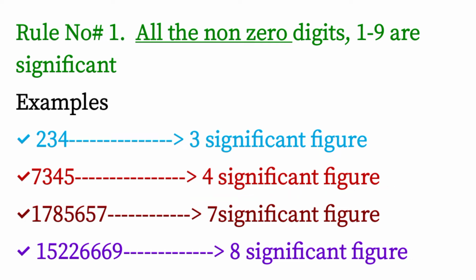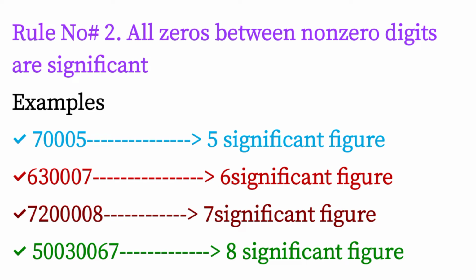Example number 3 says also the same. We just have to count the numbers, which is 1, 2, 3, 4, 5, 6, 7, so we've got 7 significant figures. Then also the last example, which also says we've got this figure that we're able to see. How many significant figures do we have? Just have to count 1, 2, 3, 4, 5, 6, 7, 8. So we've got 8 significant figures. This is very simple. Let's talk about rule number 2.